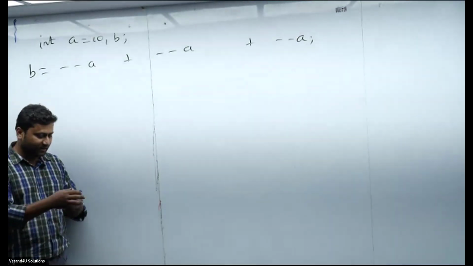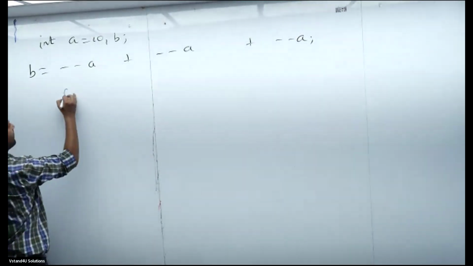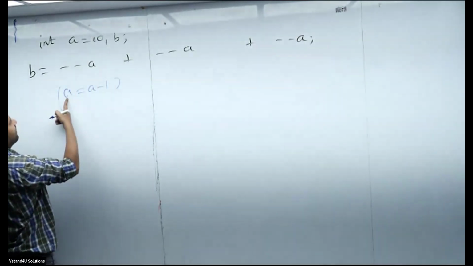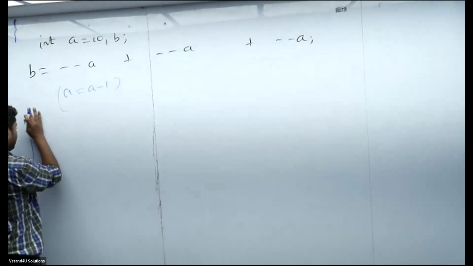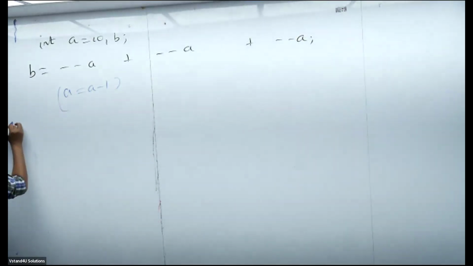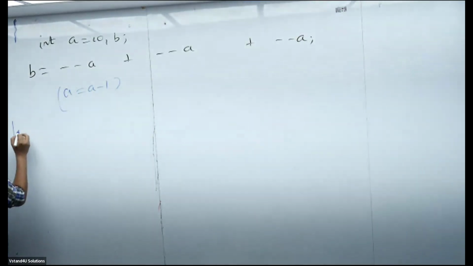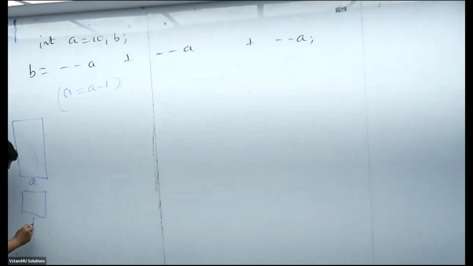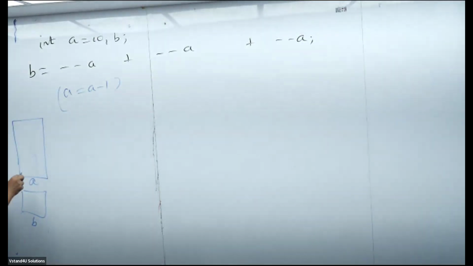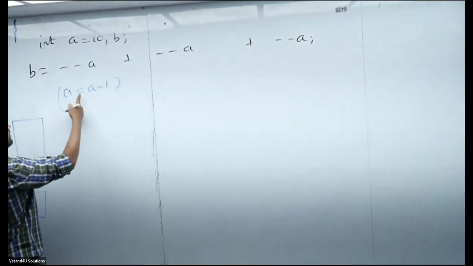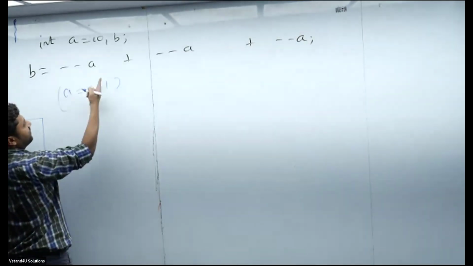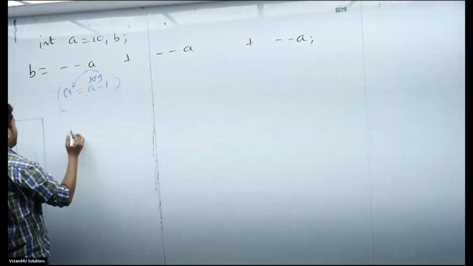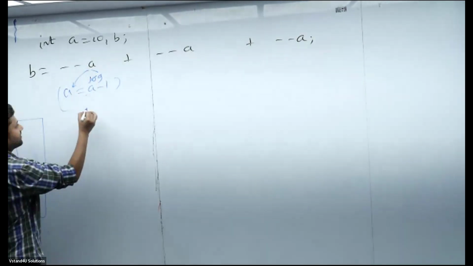Now all eyes here. Shall we start? Sir, this will become a equal to a minus 1. Agree. The current value of a. Let me do one thing. The value of a is already 10. A equal to a minus 1, first pre-decrementation. So 10 minus 1 becomes 9, and 9 will be assigned to a. So a becomes 9.